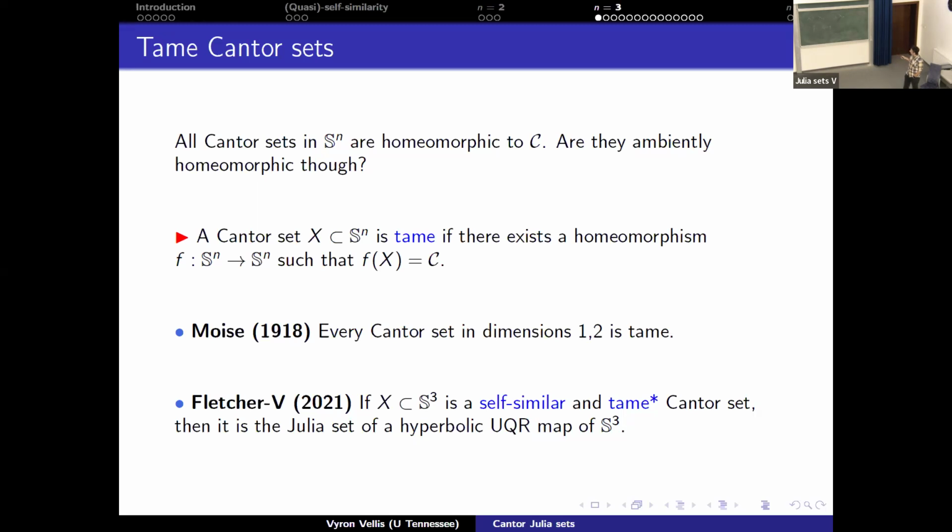Now, the star here is because we have some extra technical conditions, which I think we can drop, but we haven't dropped so far. I don't want to get into too many details because that's not important. And there is a hope that this self-similarity can be replaced by quasi-self-similarity.